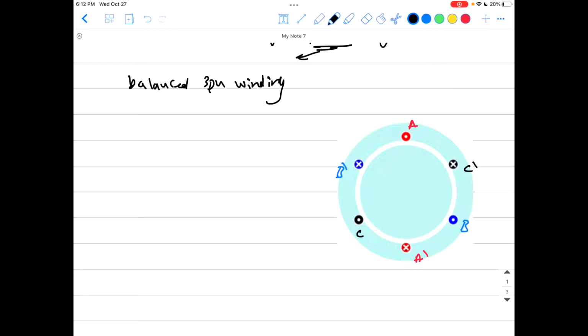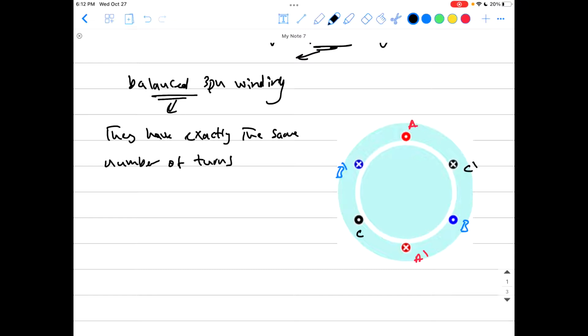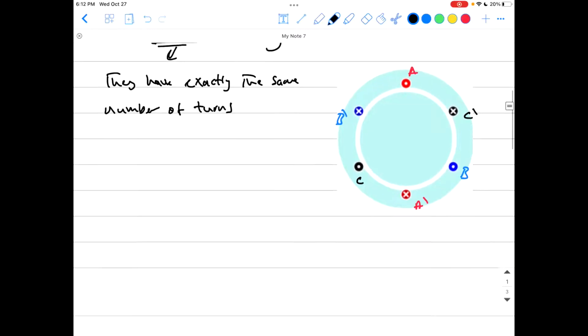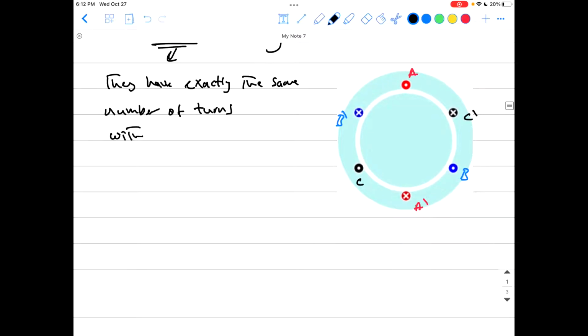So those are balanced three-phase winding. What I mean by balanced three-phase winding is that they have exactly the same number of turns. We're talking about coils, and every coil has a number of turns, so they have the same number of turns with the same wire size. Those are wires made of copper most of the time, so it has a size, a cross-sectional area, and a length. That means you have a typical three sets of winding.